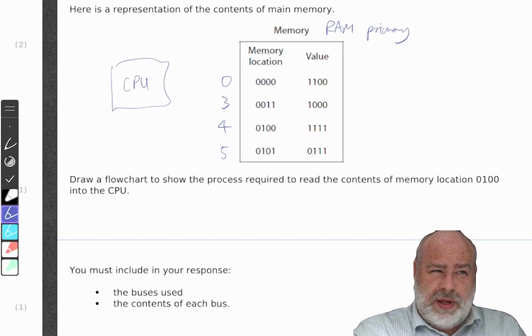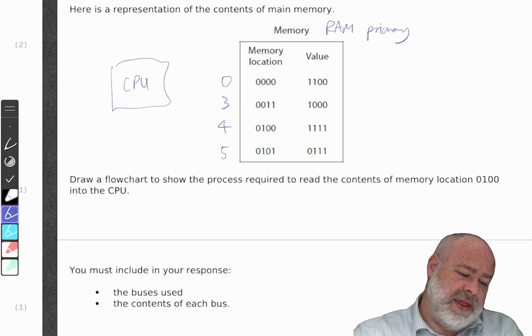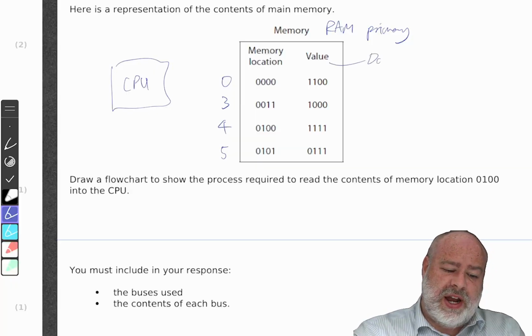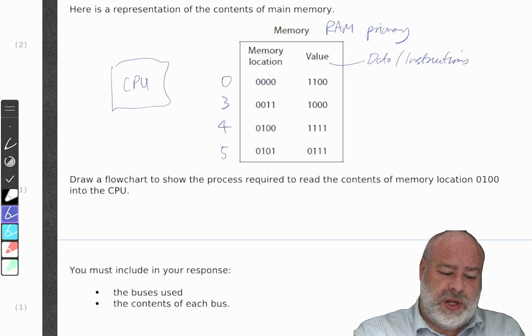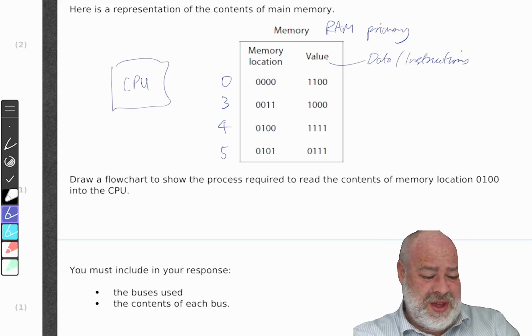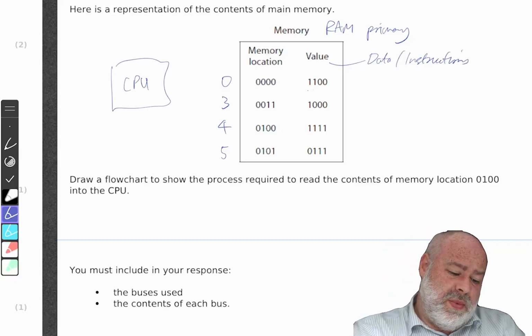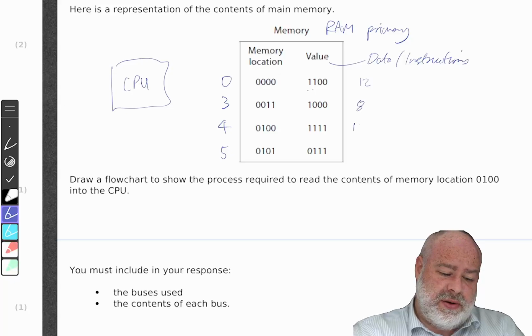Remember, it's outside of the CPU. And the value, well, instead of just saying value, you should remember that it'll be either data or instructions. Now, we don't know what they are. We don't know what 12 means in this case. We won't need to know, but I'm just putting it down just in case it helps us.